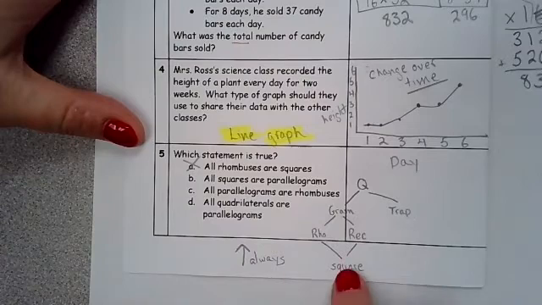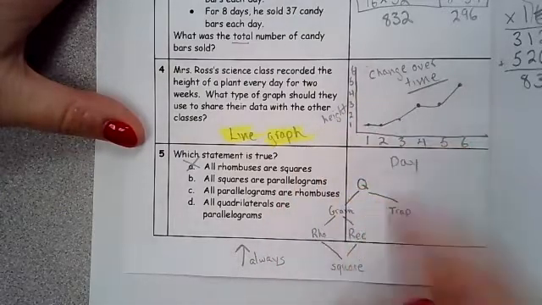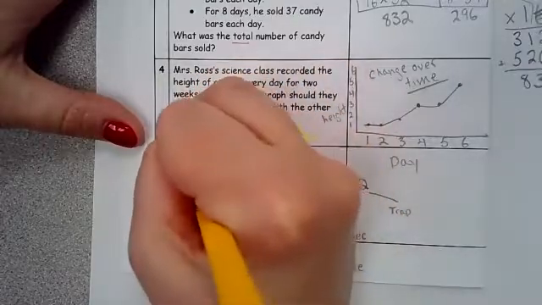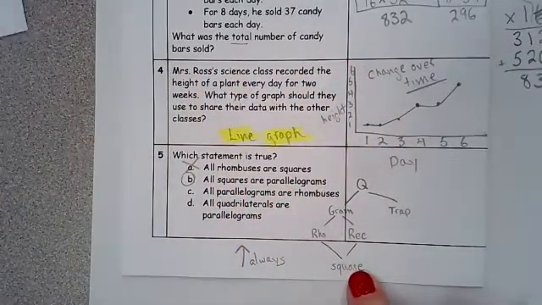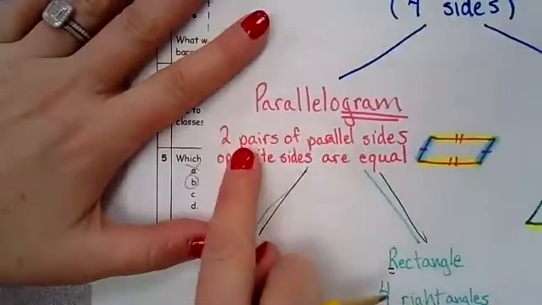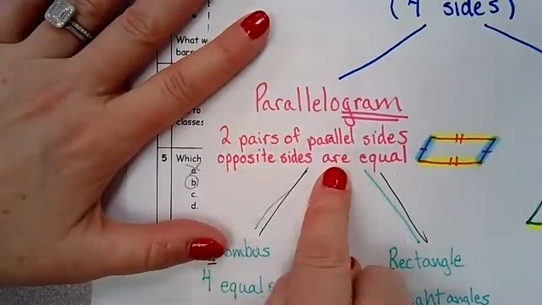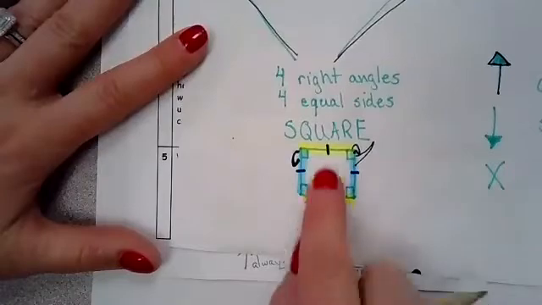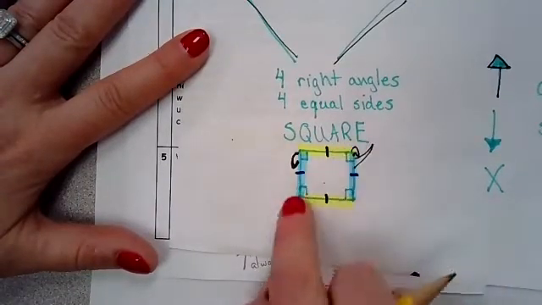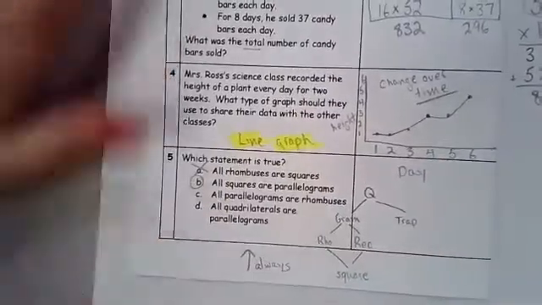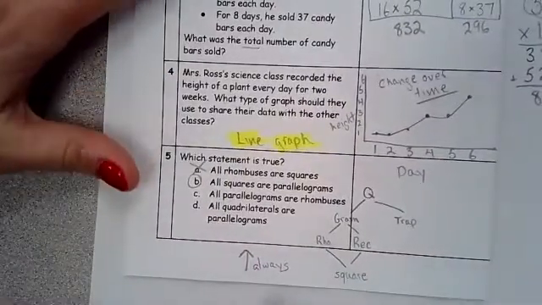All squares are parallelograms. Well, here is square. Here is gram. A parallelogram is above the square, and that is true because it is always the things that are above it. All squares are parallelograms because what is the rule for a parallelogram? A parallelogram has 2 pairs of parallel sides and its opposite sides are equal, and a square totally has that. It has 2 pairs of parallel sides and its opposite sides are equal. So definitely that works. Let's just check the other 2 to make sure.